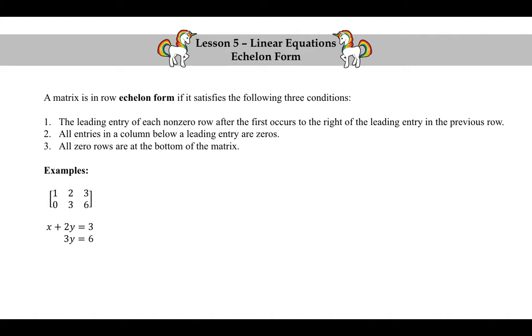The corresponding system of equations is x plus 2y equals 3, 3y equals 6. Now, matrices that are in row echelon form, their corresponding systems of equations are pretty easy to solve. We could do it by back solving. From the second equation, we can divide each side by 3 to get y equals 2. And now let's look at the first equation. We subtract 2y from each side to get x equals 3 minus 2y. We can replace y by 2 to get 3 minus 2 times 2, which is 3 minus 4, or -1. So we see that -1, 2 is the only solution to this system of equations.